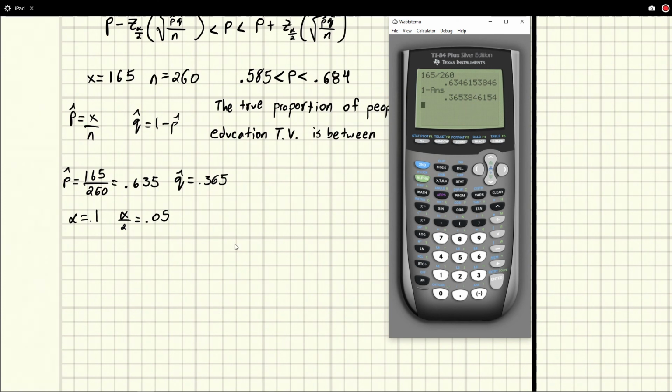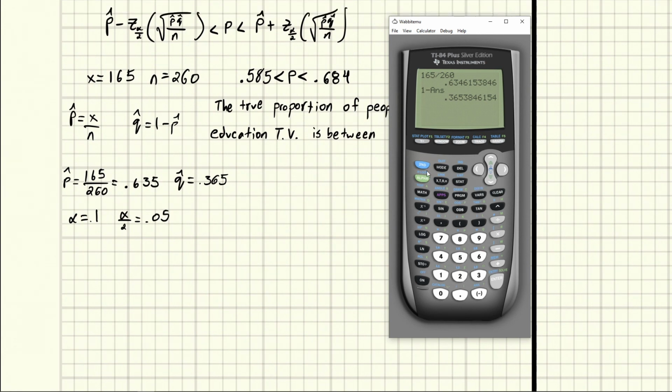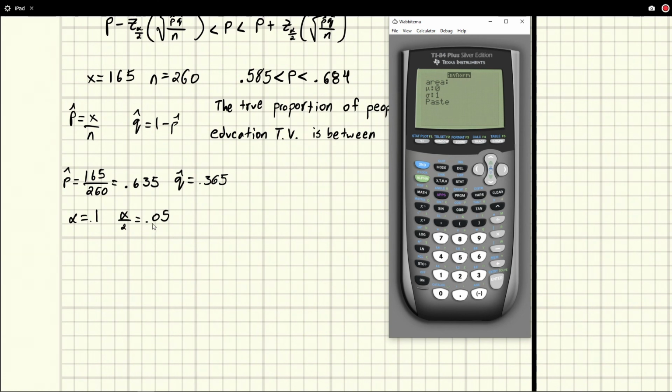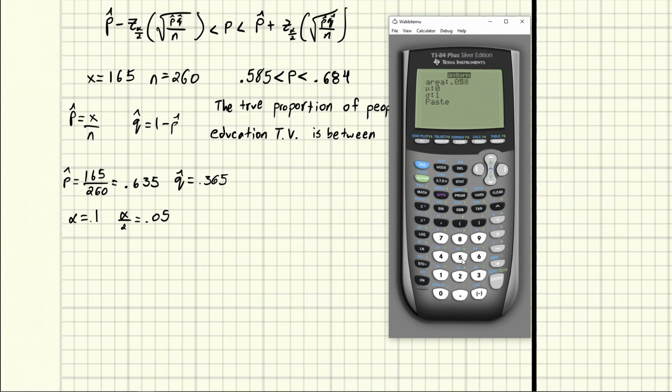We can use the distribution for z-scores. And we want to do an inverse lookup because we have an area and we want to find a z-score. So we hit second, distribution, inverse normal, because z-scores work on normal distributions. And we want our area to be this area, because this is the area on one side and the other. So we put 0.05. And then standard normal distributions, meaning distributions that use z-scores, are always mean of 0, standard deviation of 1. We hit enter, enter again, and we get our z-score.